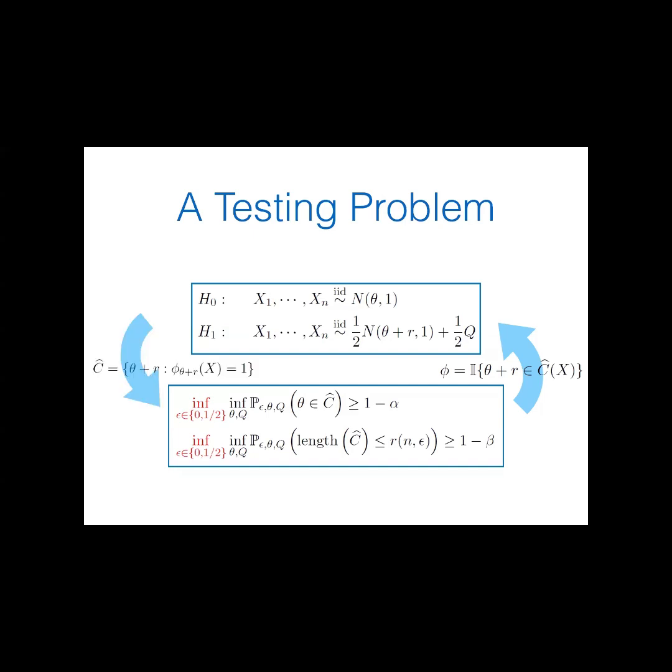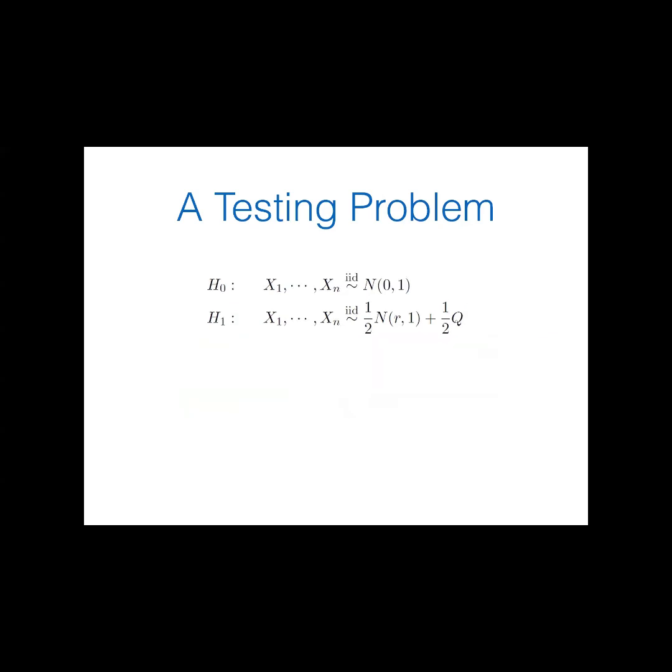The opposite direction is also true. Suppose you can solve the testing problem, then you can invert the testing procedure to get a confidence interval by including all theta plus r such that the corresponding alternative hypothesis is accepted. Okay? So basically, these two problems are equivalent. So having understood the equivalence between the two problems, let's just focus on solving this testing problem. And without loss of generality, I can just assume theta to be 0 because this is a location family, right? So how can I solve a testing problem like this?